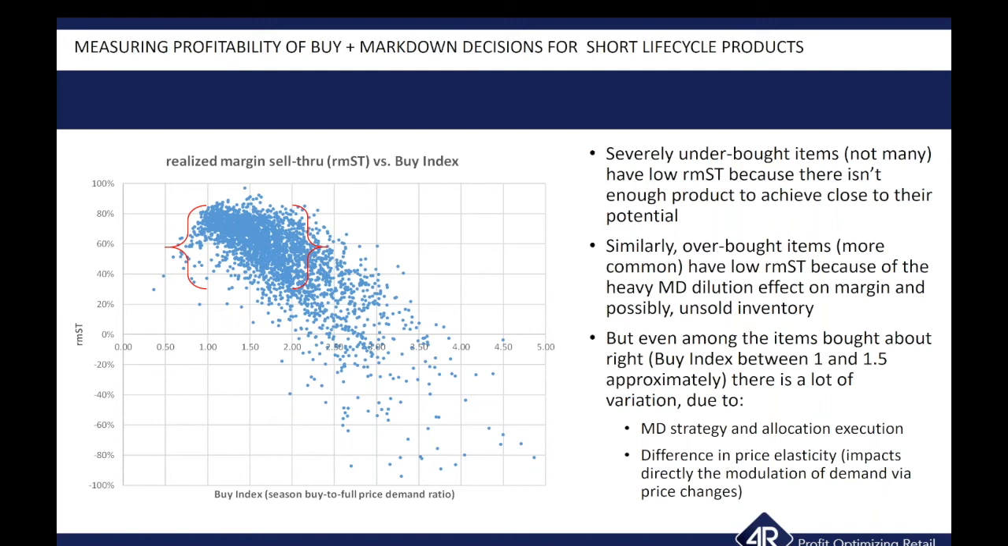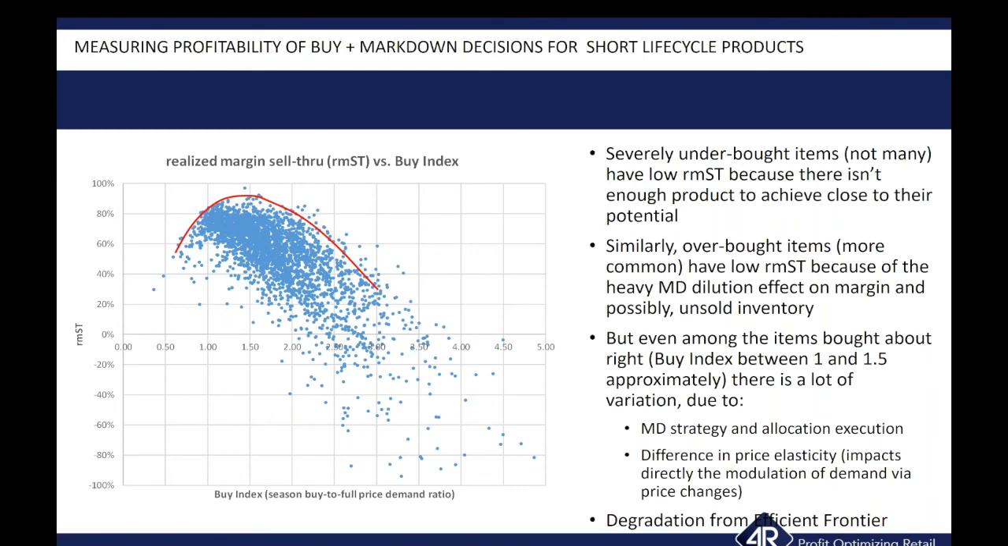The realized margin sell-through, on the other hand, gives us a comprehensive picture of the financial performance in a way that is comparable across different products, even though they represent different volumes, different initial margins, even different supply chain parameters possibly, and different markdown strategies.